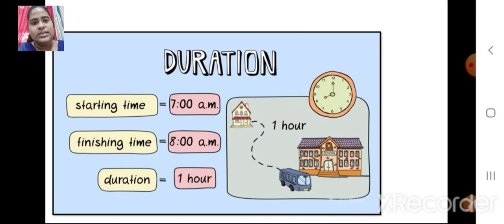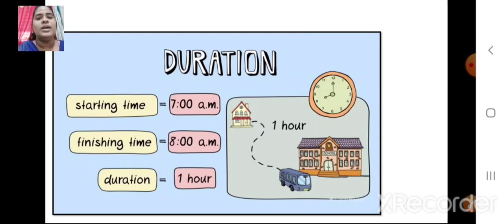Can you see there is a difference? If I subtract 8 a.m. minus 7 a.m., there is 1 hour in between, right? From 7 to 8 there is 1 hour. So that means it took 1 hour to reach from house to the school, right?